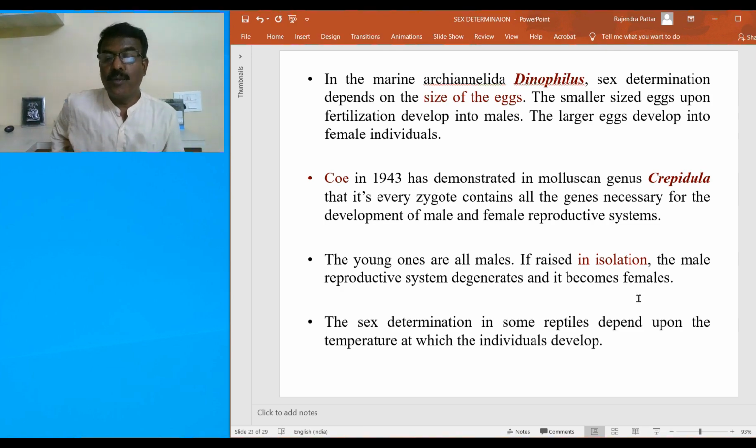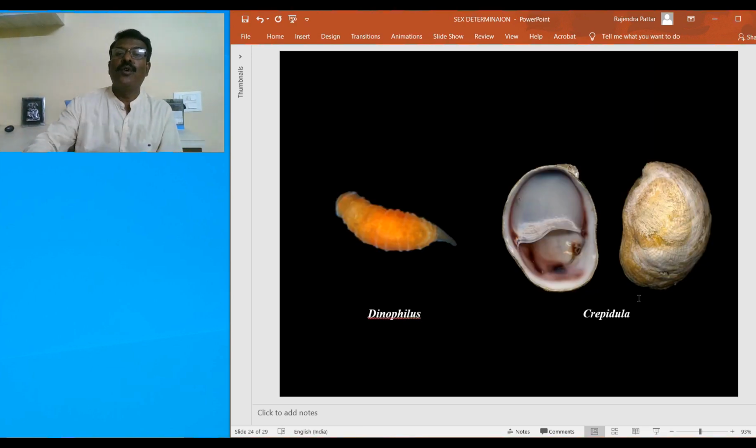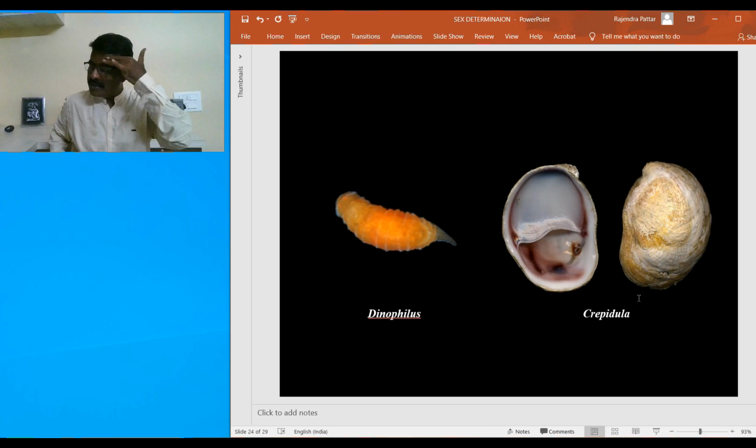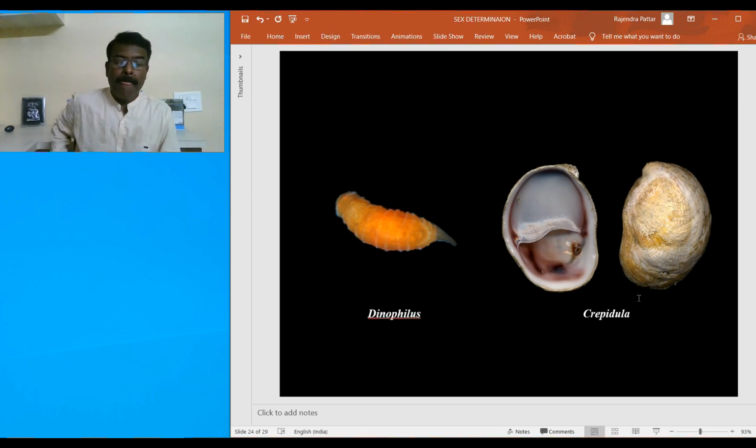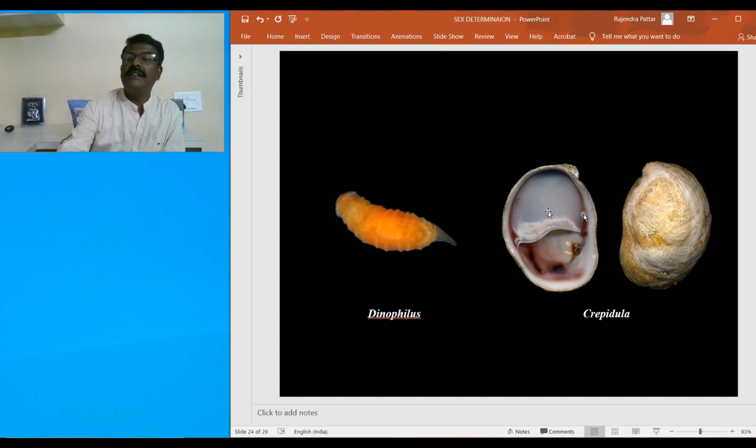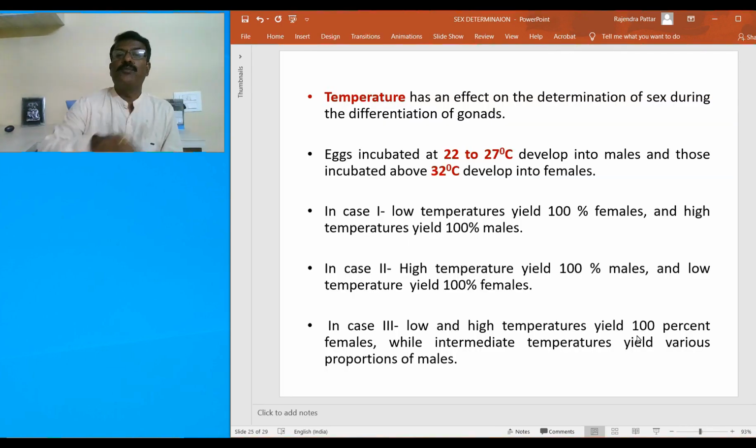Let us move on to the chordates. There also we happen to observe all these cases, that is, change in the sex or determination of sex by the influence of nature or environmental factors. So this is the image of Dinophilus, which is a marine annelid, and this is an image of a shelled animal, that is molluscan, Crepidula. Let us move on to the next one.